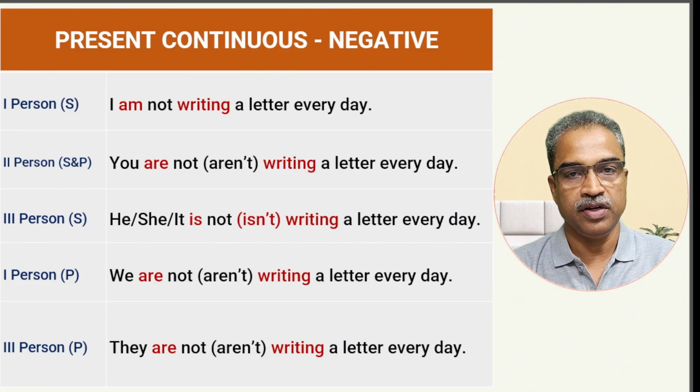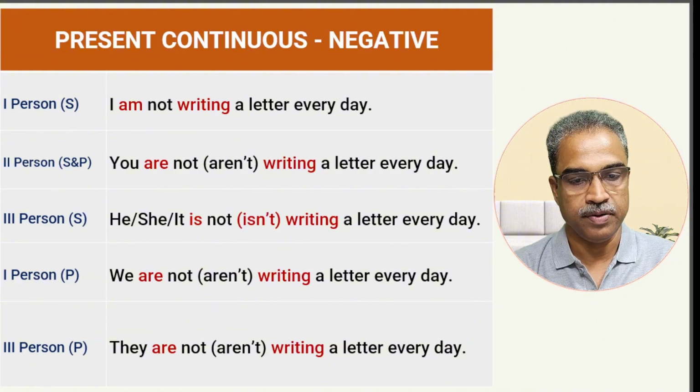Third person singular, when it comes, he, she, it is writing a letter. Naturally, you know where to put that not. He is not writing a letter. She is not writing a letter. It is not writing a letter. So it continues like this. Remember, not comes immediately after the auxiliary verb.